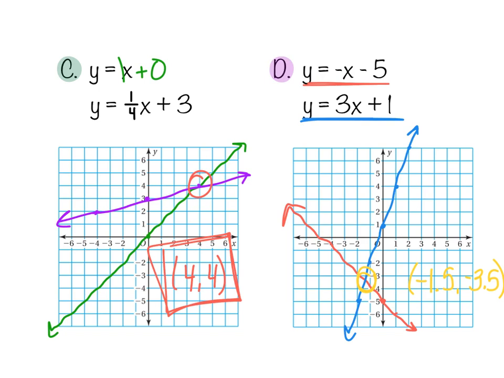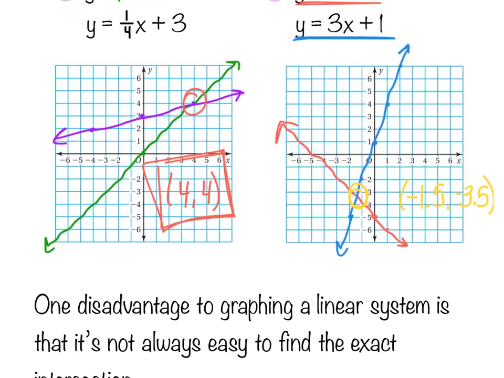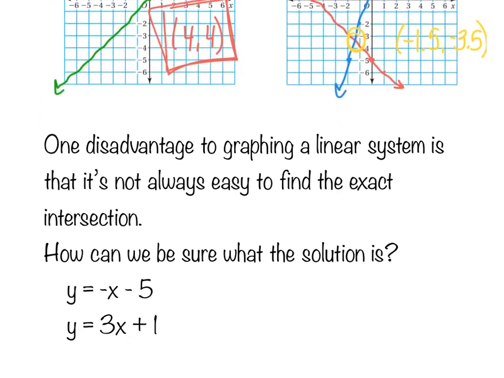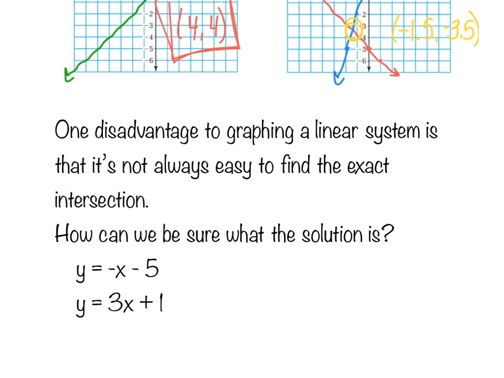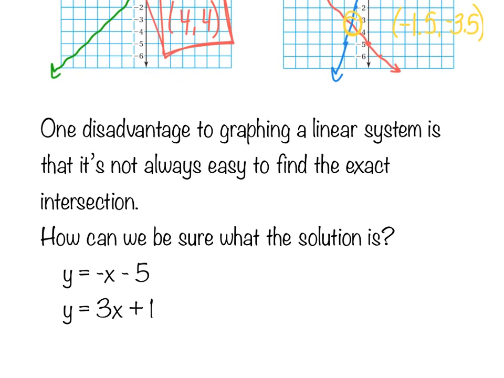So we're running into a little bit of an issue with graphing. One disadvantage to graphing a system of linear equations is that it's not always easy to find that exact intersection. So if I wanted to be sure, how could we tell? How could we tell what the solution is? And the answer is, well, you've got other ways, right? We've learned two other ways. You could use substitution to tell.